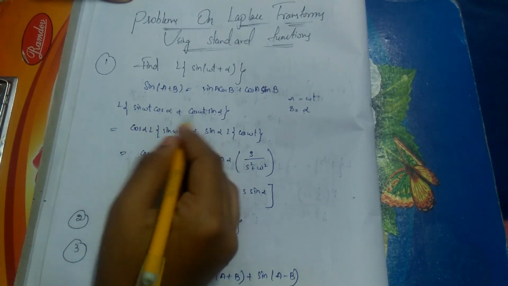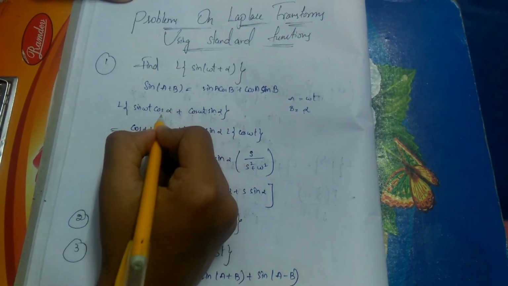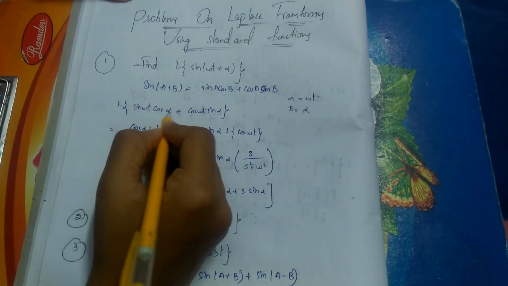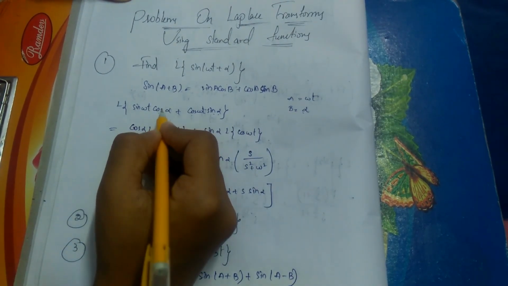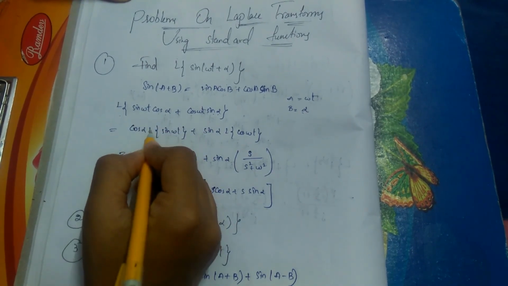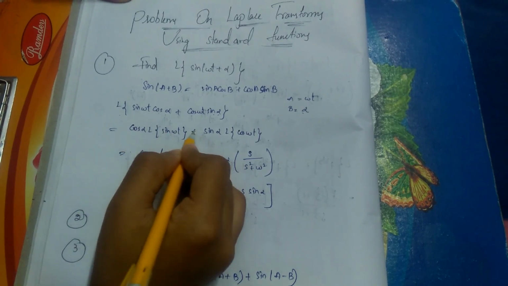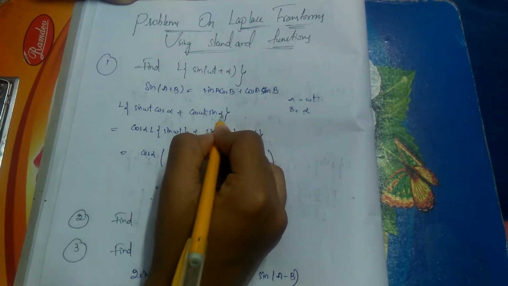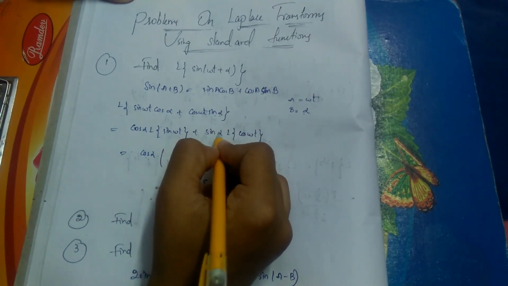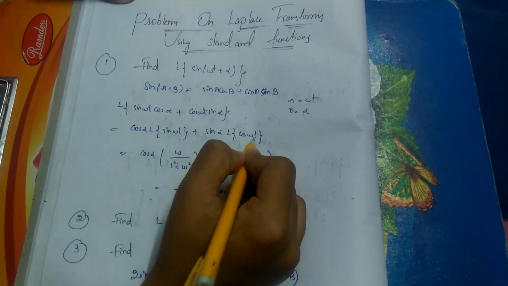Now we have to find the Laplace transform of this. I said that omega and alpha are constants. So cos alpha is also a constant, and it can be written outside of the transform. That is cos alpha times the Laplace transform of sine omega t, plus, since sine alpha is also a constant, sine alpha times the Laplace transform of cos omega t.